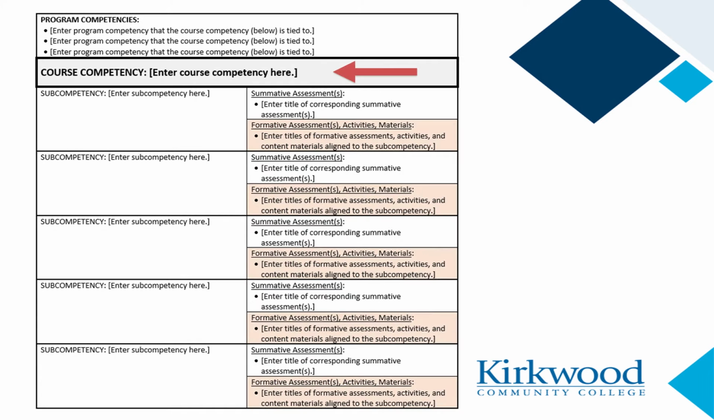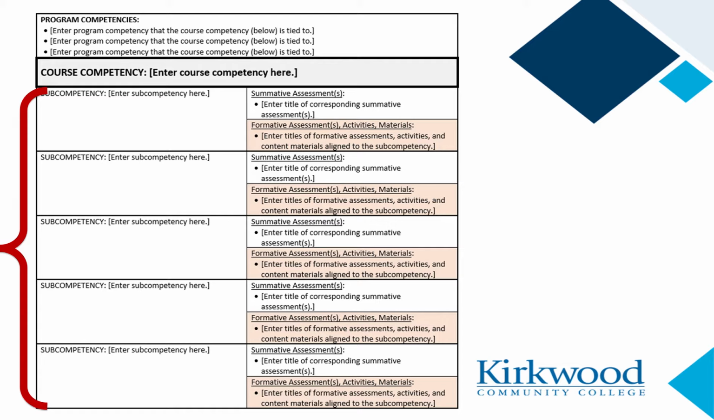Each table corresponds to a course competency. The program competency or competencies that the course competency links back to are listed above, and below the sub-competencies, which represent the more fine-grained interpretations of the course competency, are outlined. Note that the number of sub-competencies can vary from course competency to course competency, and there is no magic number of sub-competencies that should be written.